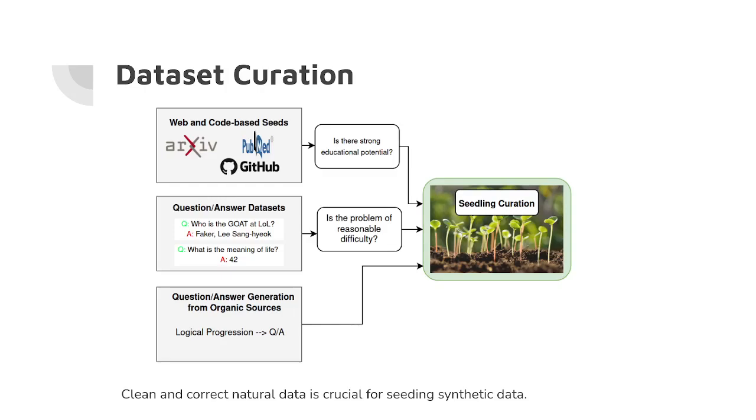And lastly, the third one downstairs, Q&A from organic sources, essentially. So what they do is from some logical progression of text, such as in a math textbook where they're walking through how to do a problem, they generate question and answer pairs from those. And furthermore, we want to be very picky about these seedlings. So there's a step right before in which the researchers actually even do a preliminary filtering step for these seeds.